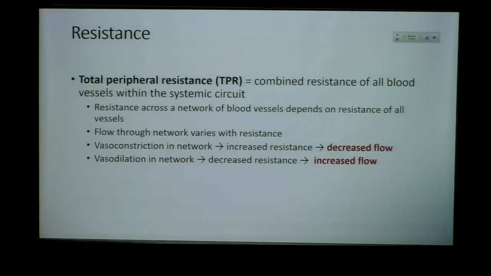Okay, the last thing we'll wrap up here by looking at is the total peripheral resistance. And this is basically the sum total of all the resistance that's found throughout the vasculature. So when we look at resistance, we can see different resistance in different vessels. But the TPR takes into account all of the resistance that's encountered across the entire vasculature.